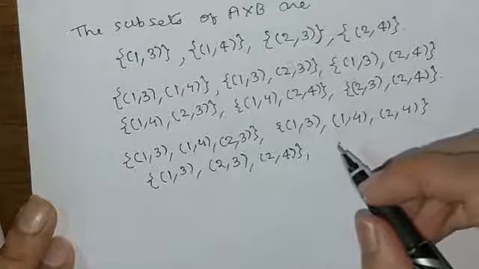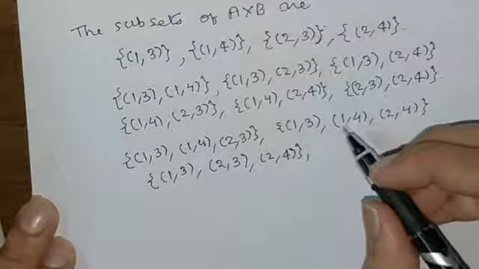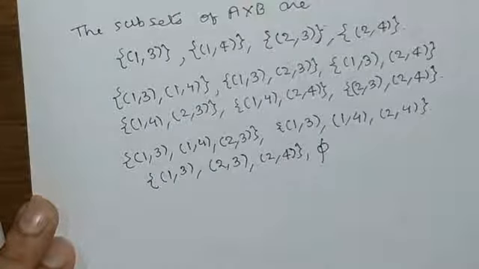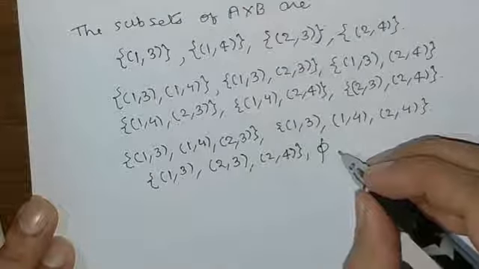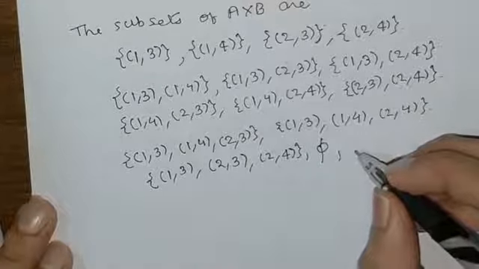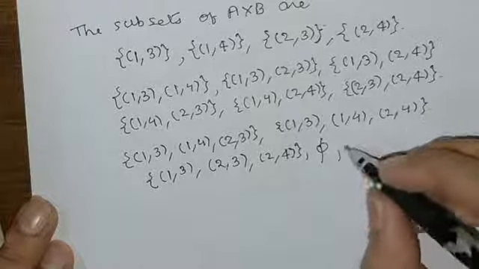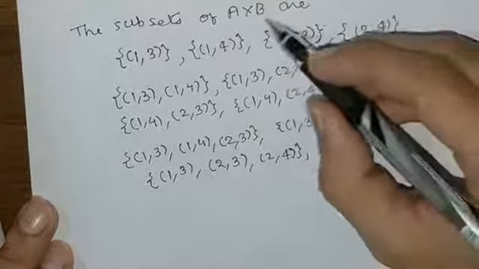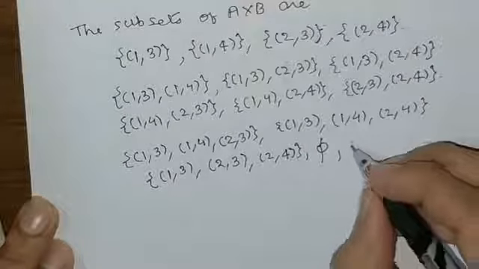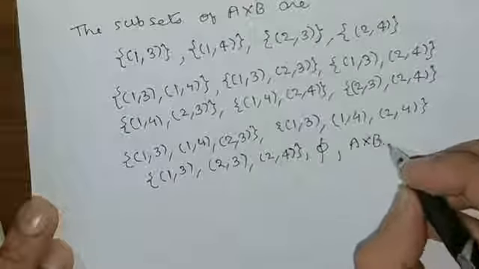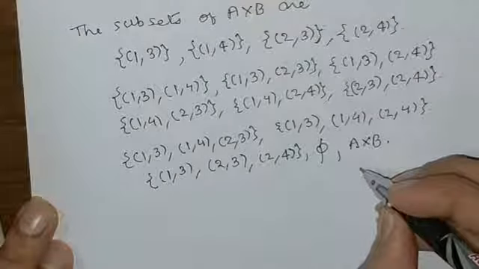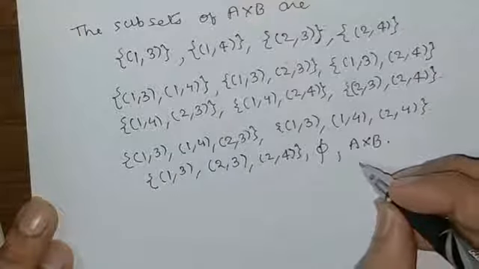You know that empty set is a subset of every set. Empty set will be one of the subsets. Then every set is a subset of itself. So A cross B will be also the subset of A cross B. That was the problem number 8.